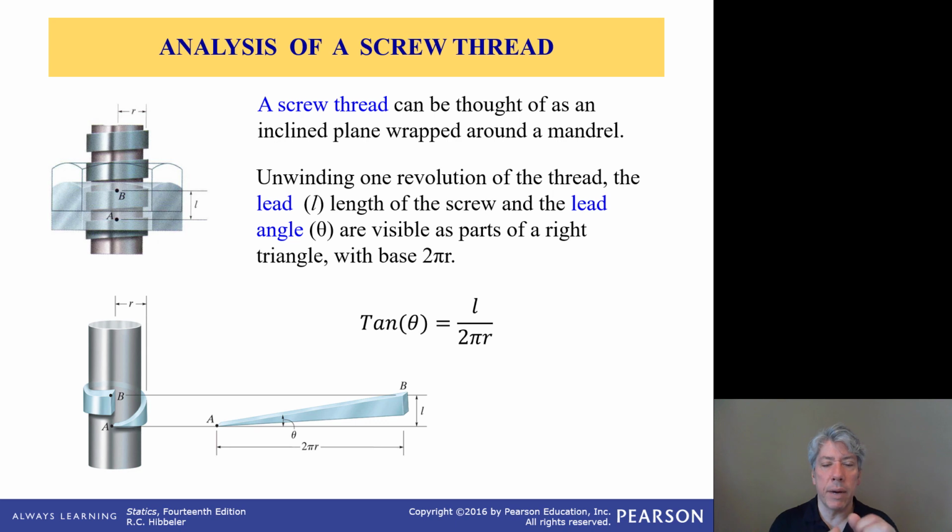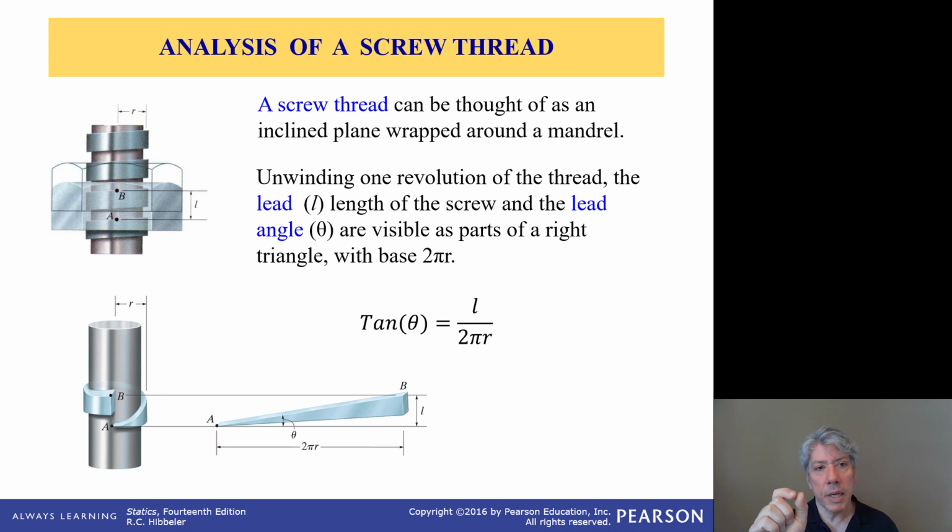So you can see that lead by unwrapping one revolution of the thread. You can also see a base, which would simply be from geometry 2 pi r, because of course 2 r would be the diameter, and then pi times the diameter would be the circumference of this thread. So that's the base of this triangle, and it's just a right triangle. And this right triangle is formed and has a so-called lead angle, theta, that you can see. And the whole concept is just unwrapping one single screw thread.